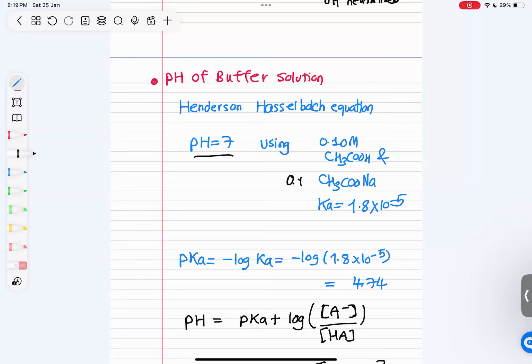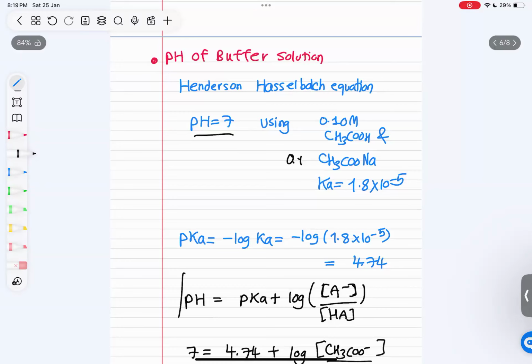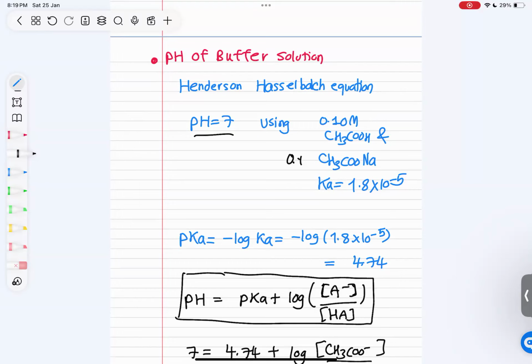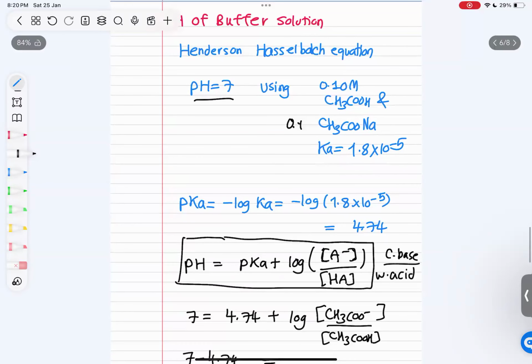So pKa is equal to negative log Ka. You know the Henderson-Hasselbalch equation: pH is equal to pKa plus log of the concentration of the conjugate base over the concentration of the acid. So conjugate base over the weak acid. 7 is equal to 4.74 plus the log. How did we find it's 4.74? We got the pKa from the Ka by negative log.